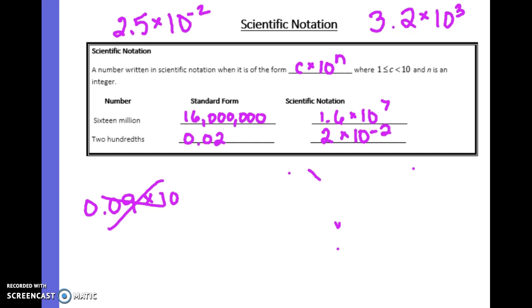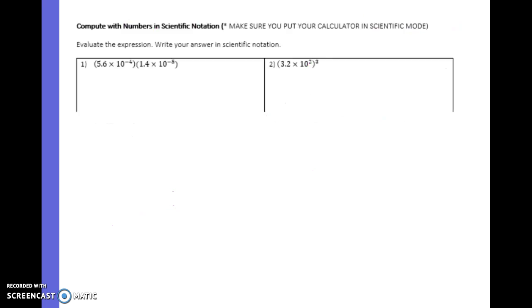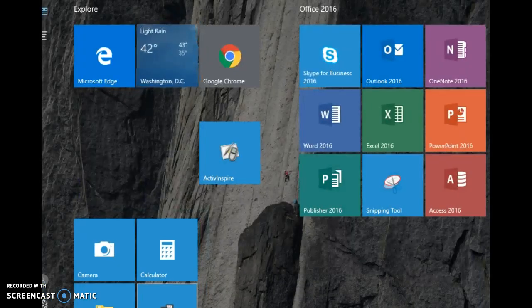Okay, so with scientific notation, to do our calculations, we actually just use the calculator. So I just want to show you in this video really how to use the calculator and make sure that you know how to put the calculator into what's called scientific mode. Looking at the examples we have here, I'm going to switch over to the actual calculator so I can show it to you.